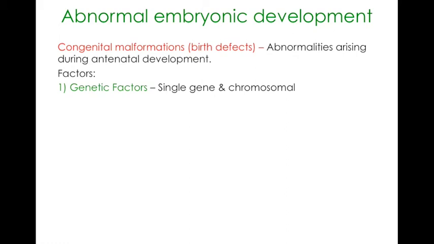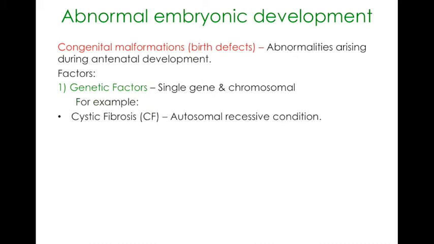If a gene goes wrong during that division phase, it can result in an abnormal development of a particular part of the embryo, or perhaps even the whole embryo themselves. Cystic fibrosis is an autosomal recessive condition. It is an abnormality that occurs in one of the genes, which results in issues around breathing, lungs, and mucus buildup around certain organs.